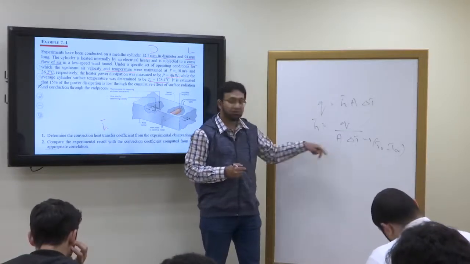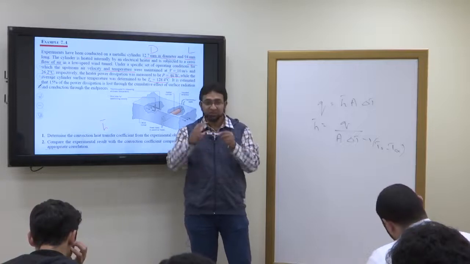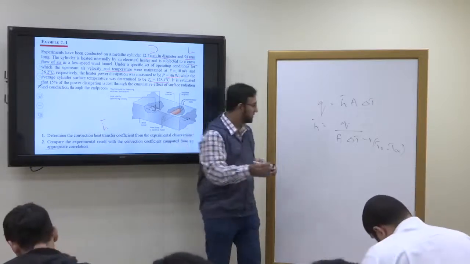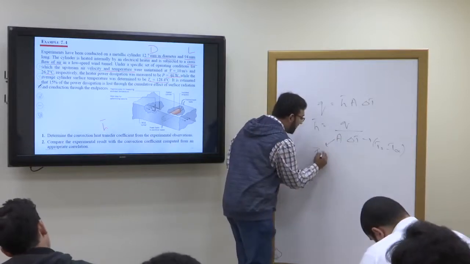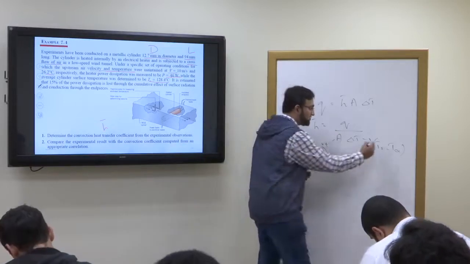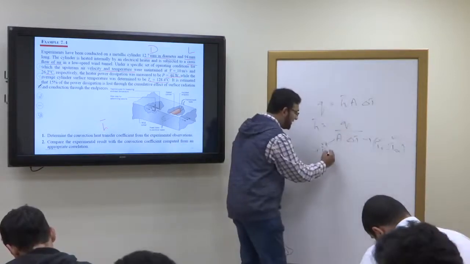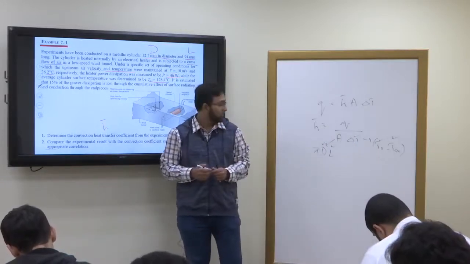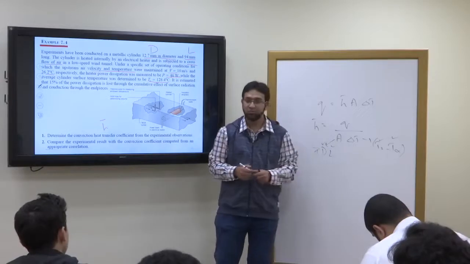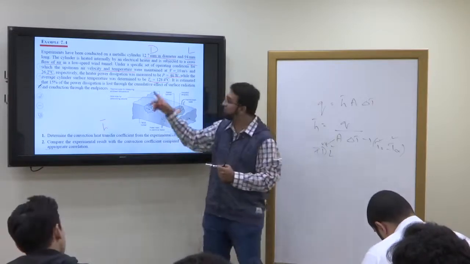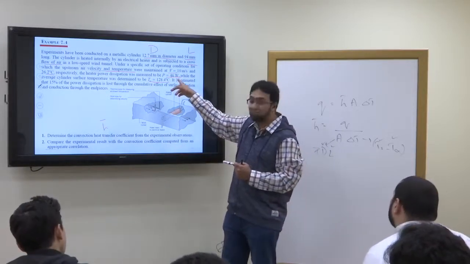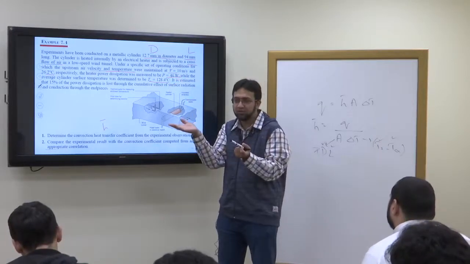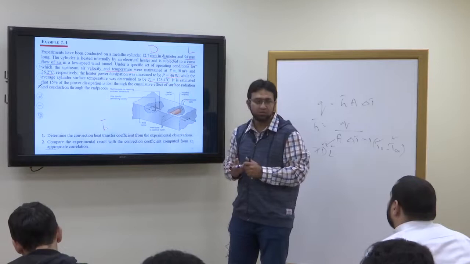And what is the area? The surface area of the tube, πDL. So that will be π, the diameter you know, Ts you know, T∞ you know, and the length you know. Now what about Q? You know how much heat you supply. That's the power you supply, 46 watt. All is dissipated.